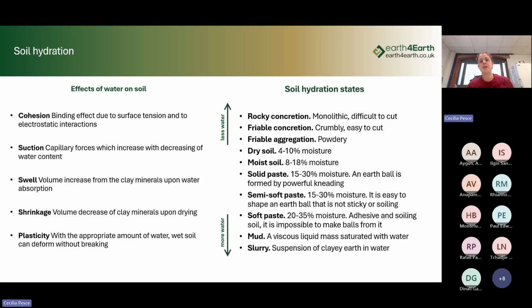And then we can find soil in a variety of states. Most of these are used in different raw earth construction techniques. For example, in some techniques, we want to use slurry or mud, so a soil much richer in water. While for other techniques, we might want a semi-soft or soft paste to be more moldable, while for other techniques we want even drier soil. For example, in rammed earth, we want a bit of moisture, but not that much.